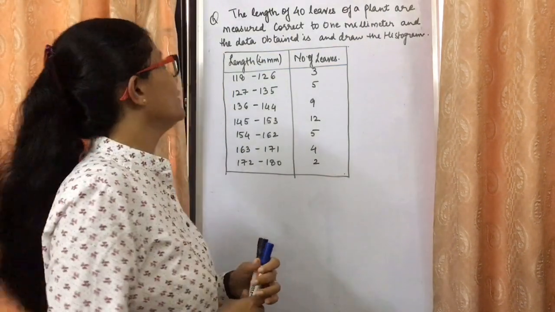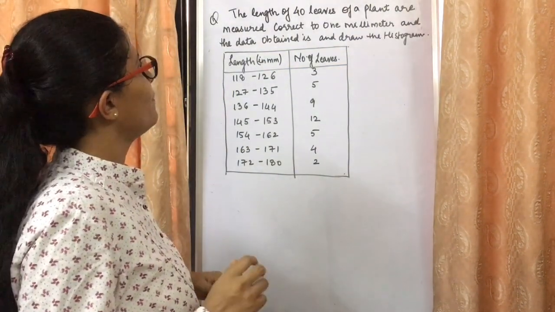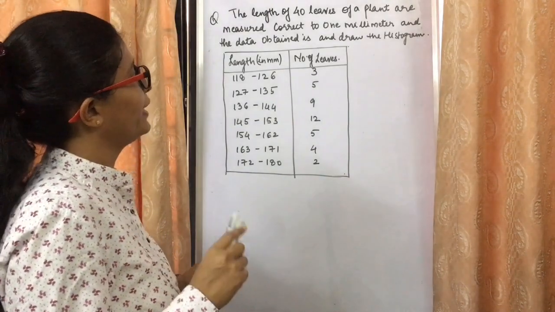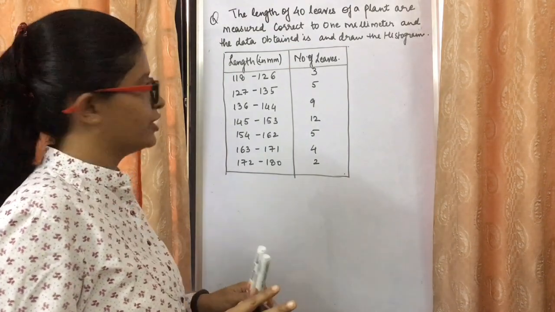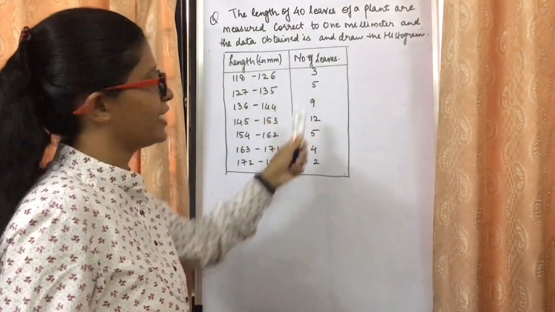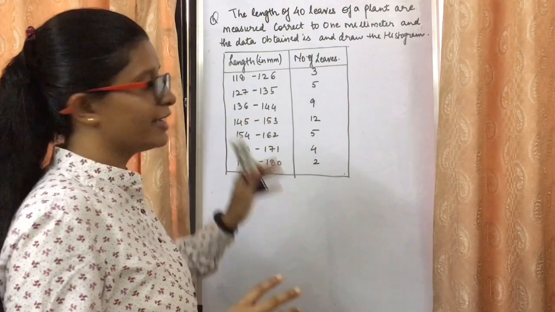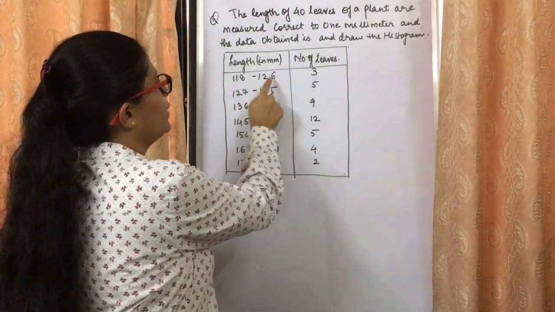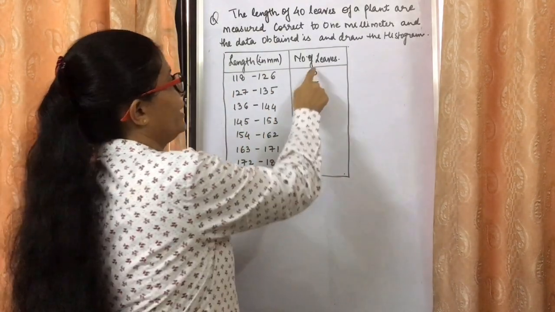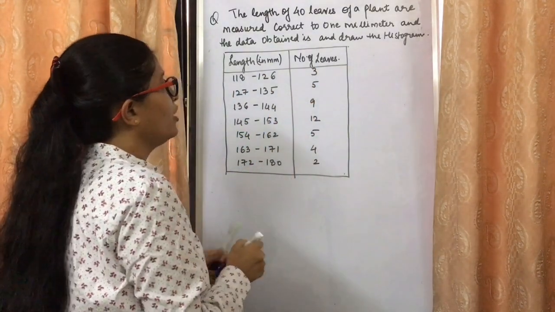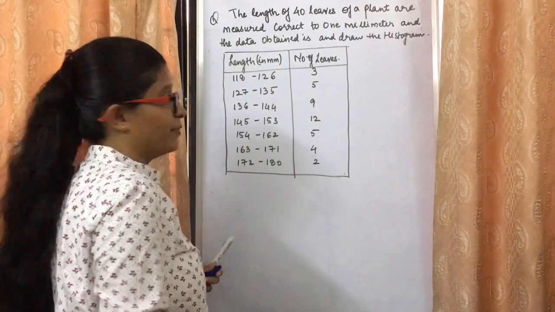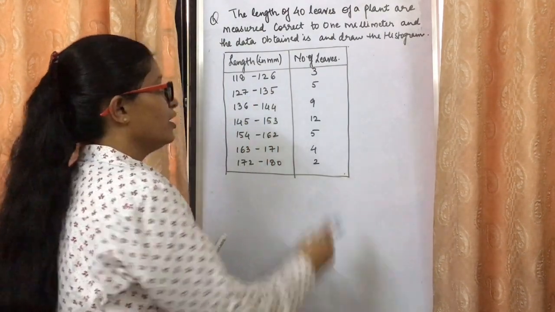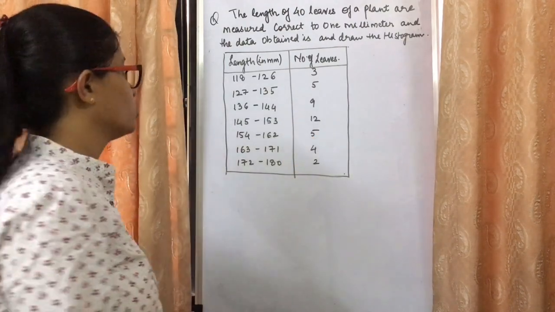Now the question given to us is: the lengths of 40 leaves of a plant are measured correct to 1 millimeter, and the data obtained is this, and we need to draw the histogram for the given data. Length in mm, 118 to 126 mm. How many leaves are there? 3 leaves are there for 118 to 126 mm. 5 leaves are there between 127 to 135, and so on as the data is given to us.